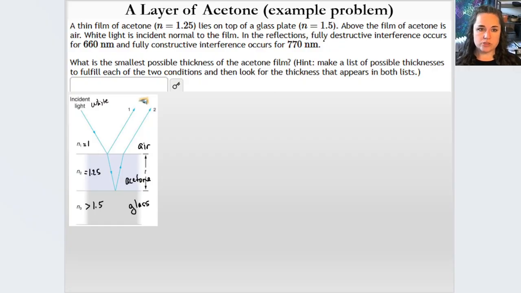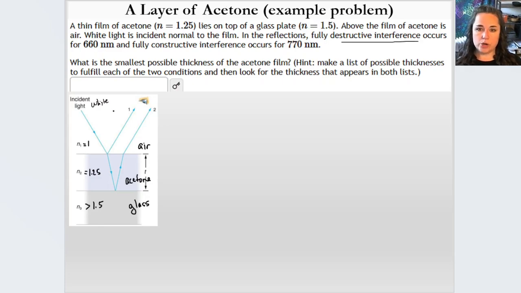In the reflections, fully destructive interference occurs at 660 nanometers and fully constructive interference occurs for 770 nanometers. It says, what is the smallest possible thickness of the acetone film? Hint: make a list of the possible thicknesses to fulfill each of the two conditions and then look for the thickness that appears in both lists. So we get a hint on this problem.